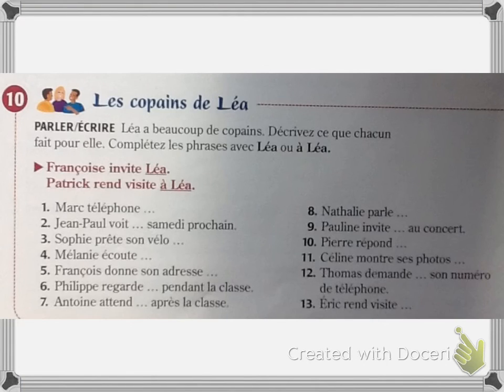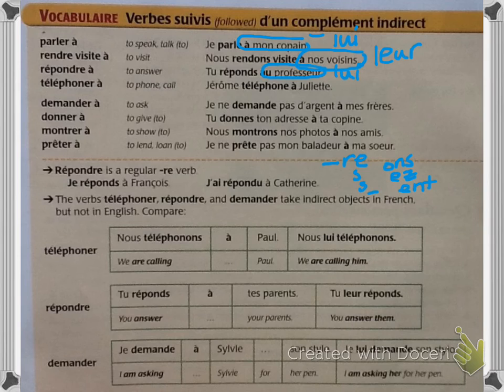So let's take a look at exercice 10. Les copains de Léa. Léa a beaucoup de copains. Décrivez ce que chacun fait pour elle. Complétez les phrases avec Léa ou à Léa. So Leah's friends. Leah has a lot of friends. Describe what each does for her. Complete the sentences with Leah or à Leah. So this is about recognizing that if it's one of these verbs in the sentence, we'll have to say à Leah instead of just Leah.